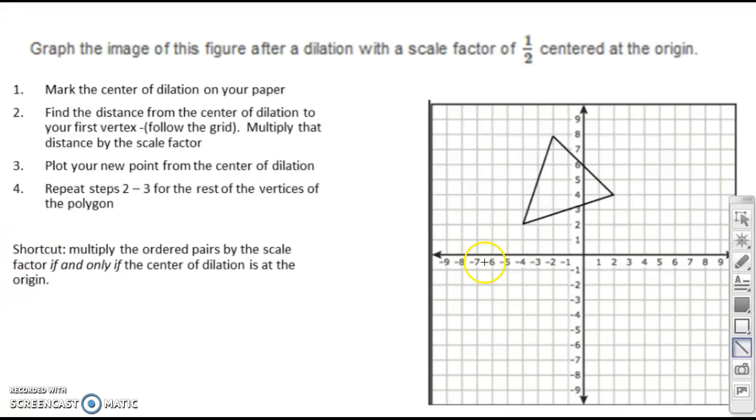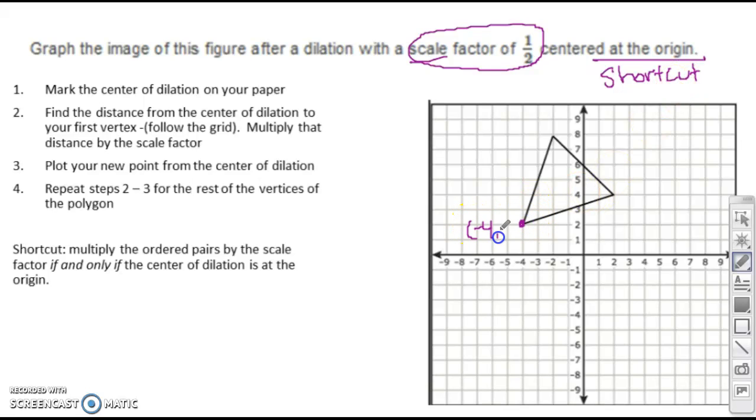On this one, I'm going to go ahead and show you the shortcut. I want you to be okay with both methods. So this says graph the image after a dilation with a scale factor of 1/2, centered at the origin. So because it's centered at the origin, anytime you see centered at the origin, you can take your shortcut. And in order to take the shortcut, you just need to write down each of your ordered pairs. So this one is at -4, 2. This one is at -2, 8. And this one is at 2, 4.